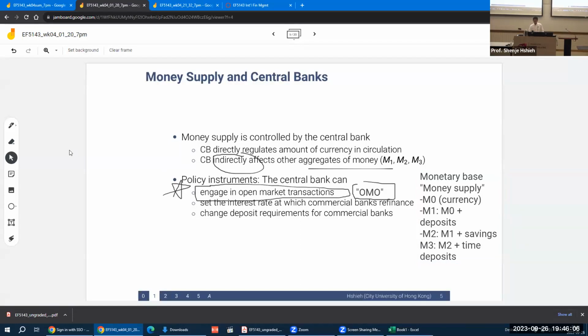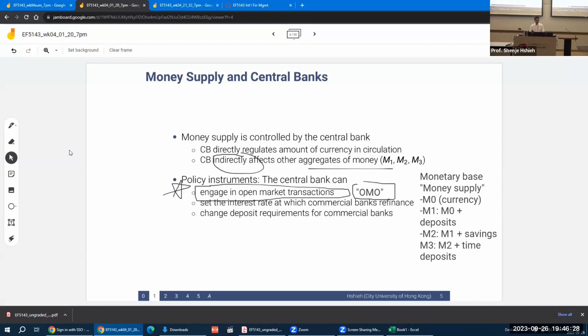All right, so I will use these terms interchangeably: monetary base, money supply. It's not important for this class. But just be aware that there are two key vocabularies here that refer to slightly different things. I will use these terms interchangeably throughout the course.